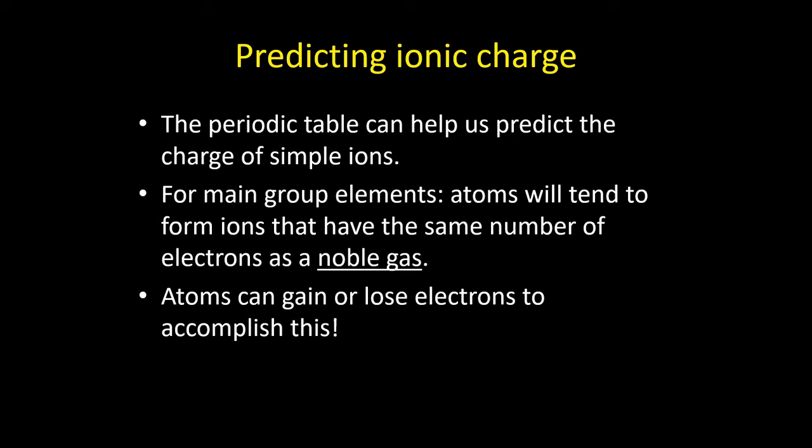The trick to this is that every element, when it loses or gains electrons, is trying to become the same as a noble gas. It's trying to get the same number of electrons as a noble gas. Noble gases are very, very stable. This is why we call them noble, because they don't interact with the little elements. They're like, oh, look at the little elements down there.